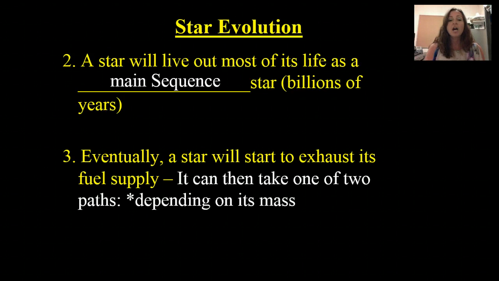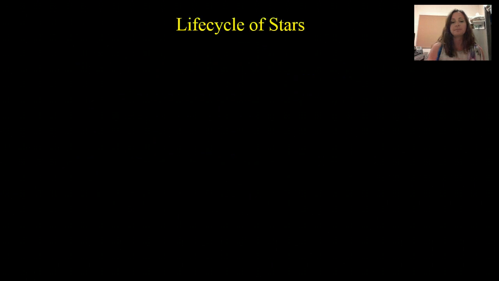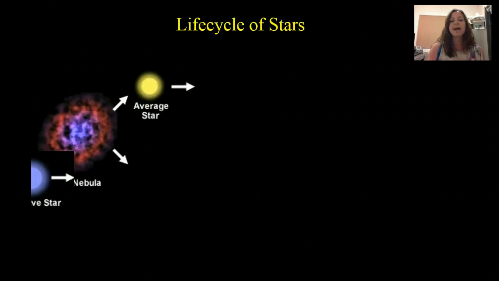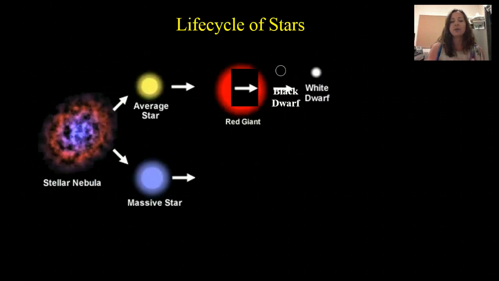Star evolution. A star will live out most of its life as a main sequence star. Eventually, it will start to exhaust its fuel supply, so it'll burn off that hydrogen and then it will die out. Stars can take one of two paths depending on their mass. So let's look at the two paths that the cycles can go through.